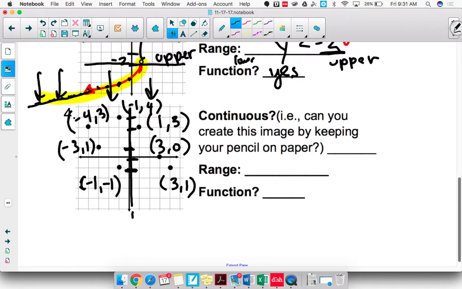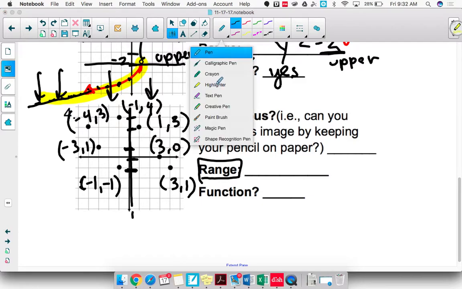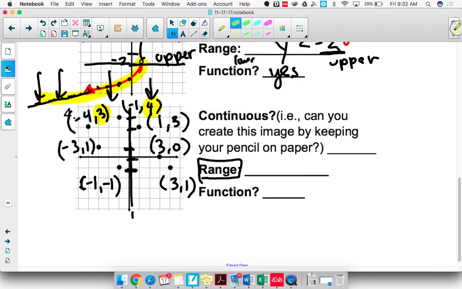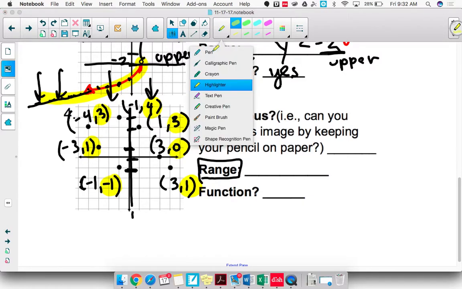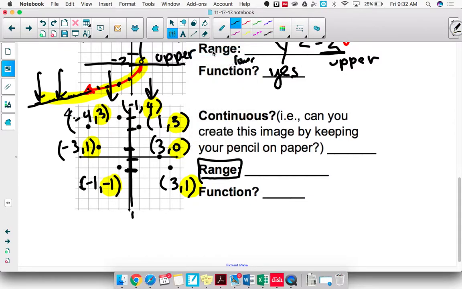All right, now, since we're doing range, we only want the y values. So I'm going to highlight all of my y values on those ordered pairs. And just like yesterday, we're going to list them small to big. And we don't have to include any duplicates. Okay? It's not a continuous graph because these are just considered discrete points. They do not all connect together with a line. You could draw a line, but right now there is no line on this graph.